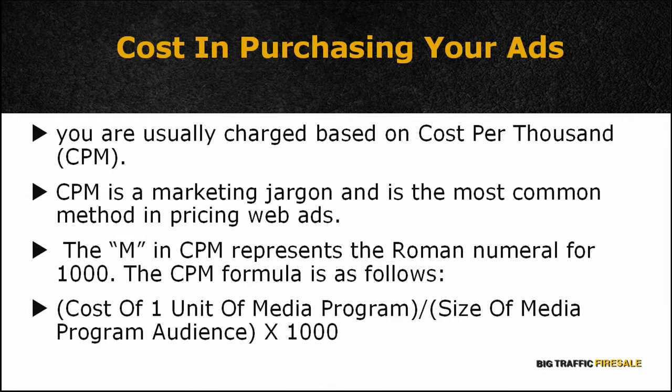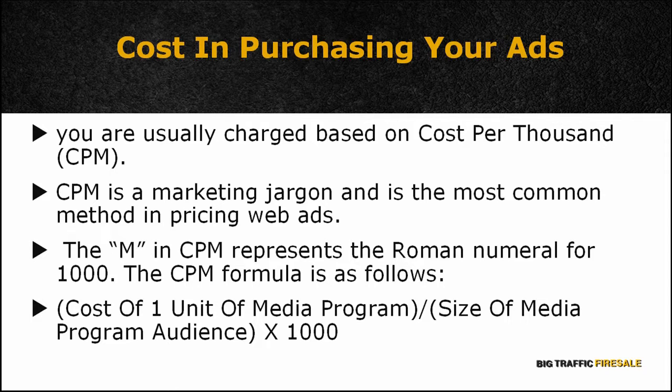First and foremost, let's identify the cost to purchase your solo ads. When purchasing solo ads, you are usually charged based on cost per thousand. That's CPM. CPM is marketing jargon and is the most common method of pricing web ads. It refers to the cost of a media vehicle reaching 1,000 people in audience. Some solo ad sites will charge you based on their fixed rate. For instance, it'll cost you $1,500 to advertise to a mailing list of a specific size. The M in CPM represents the Roman numeral for 1,000.